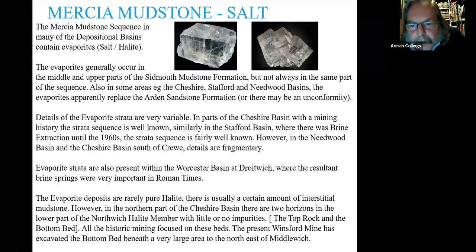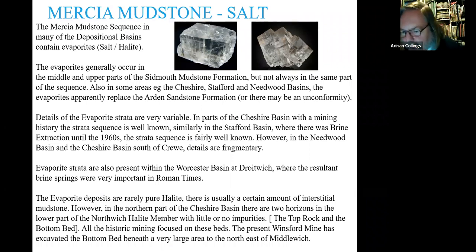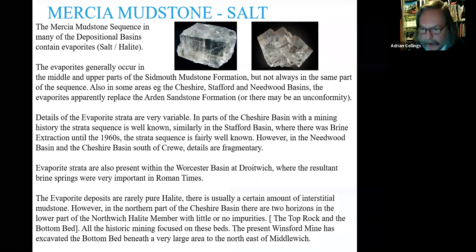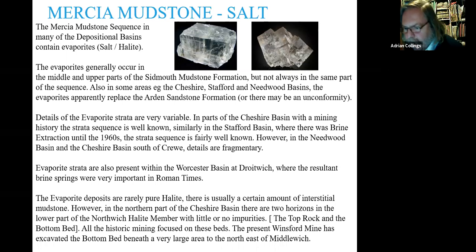The Mercia Mudstone sequence in many of the depositional basins contains evaporites of salt or halite. The evaporites generally occur in the middle and upper parts of the Sidmouth Mudstone Formation, but always in the same part of the sequence. Also, in some areas, e.g. the Cheshire, Stafford and Needle basins, the evaporites apparently replace the Arden Sandstone Formation, or there may be a nonconformity, or the Arden Sandstone might actually still be present.